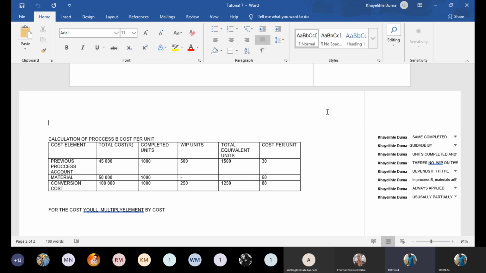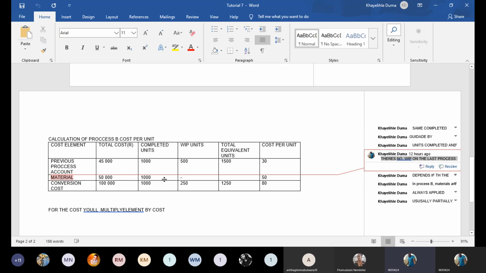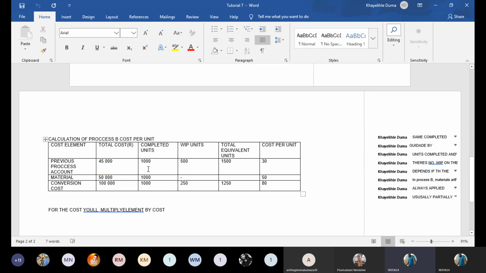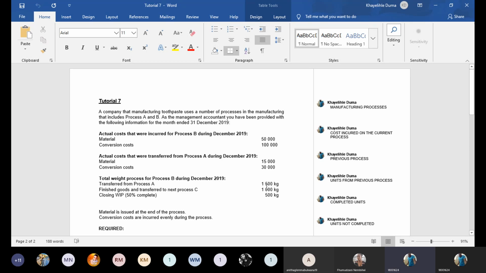So we come to material. So for material, I made notes. Let me check which note I made on material. All right, materials. Okay, we get 50,000, right? We have it there. And then completed units, they were 1,000 according to the information. They were 1,000 units of completed, right?